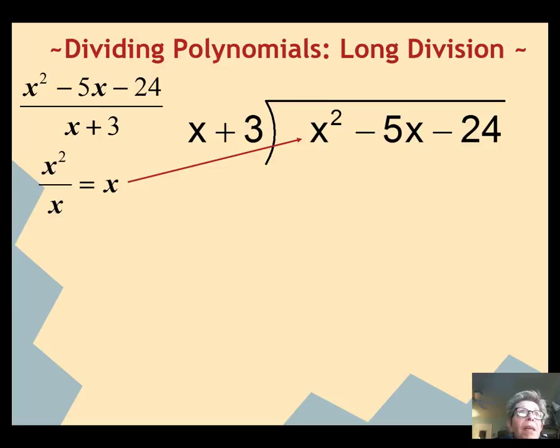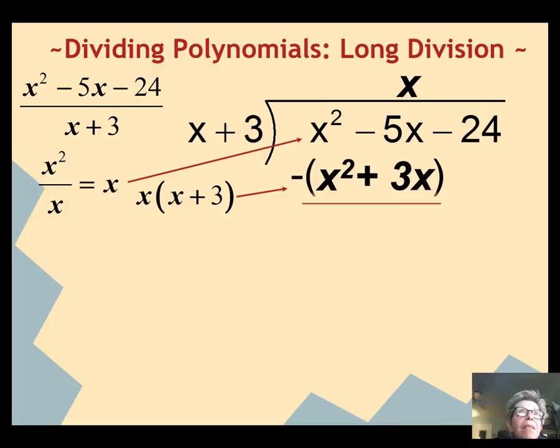Our first step is to divide the first term, x squared, by x in the divisor, which gives us x. We place that x up in the quotient space above. Next, we multiply x times the divisor, and that gives us x squared plus 3x. Keeping in mind that we must subtract when we do long division, that gives us negative 8x. The next step is to take the negative 24 and bring it down into our answer here.